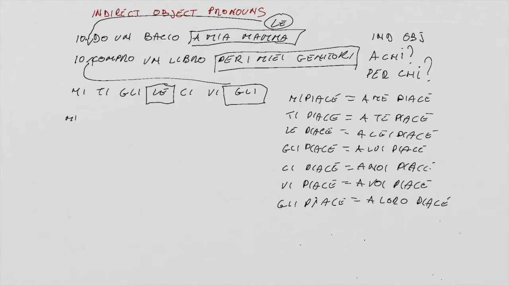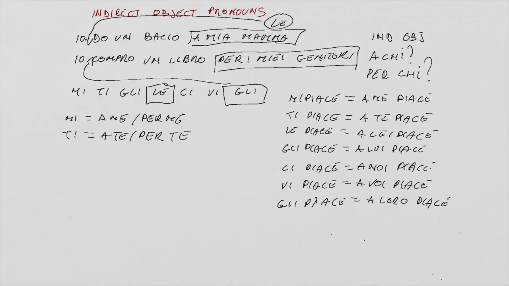So instead of me, you can use a me, or per me. Instead of ti, you can use a te or per te, and so on. Let's reuse the two examples that I gave you. Io do un bacio a mia mamma. We have learned how to replace a mia mamma with le. Io le do un bacio.